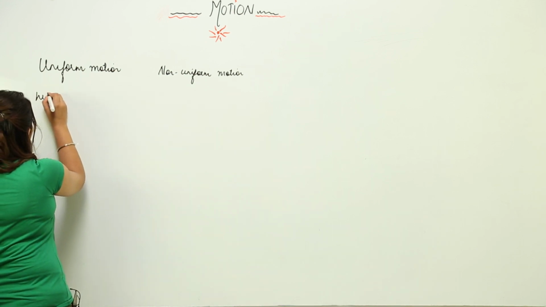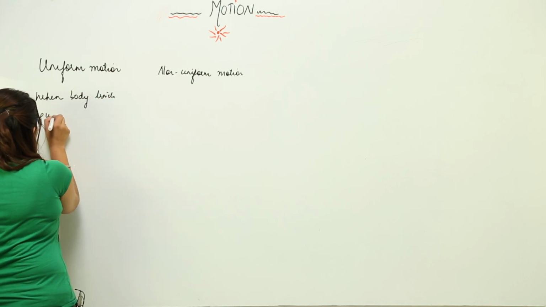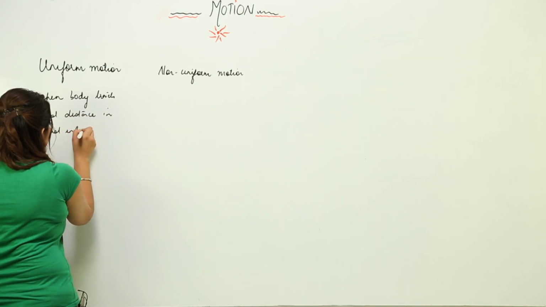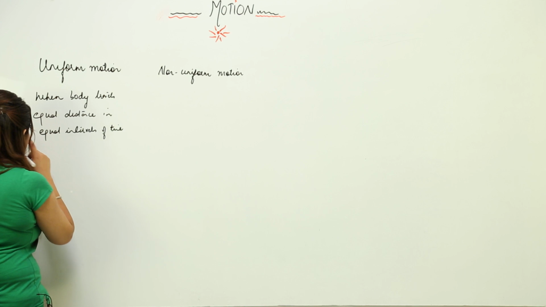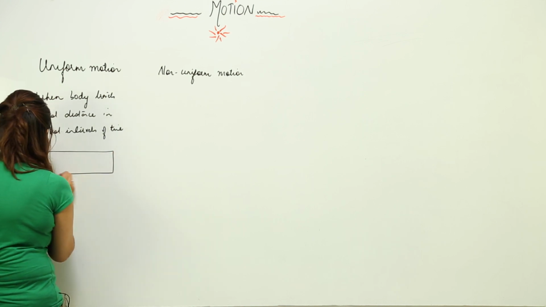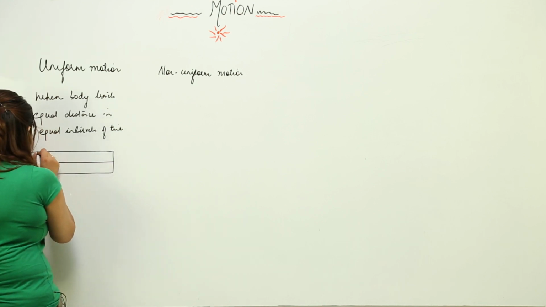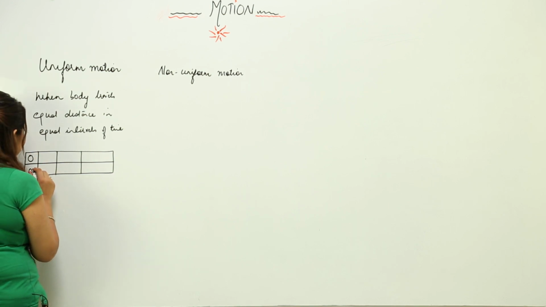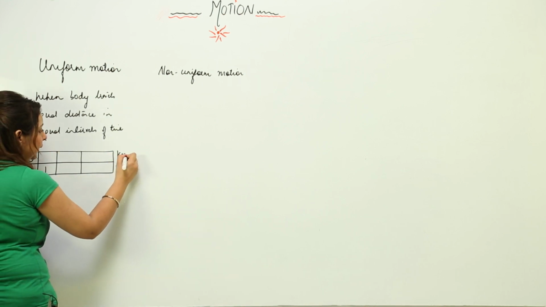Uniform motion is when a body travels equal distance in equal intervals of time. For example, suppose we are going to a certain place, this is my distance, this is my time. When the time is 0, suppose the distance is 0, but when the time is 1 hour, I am just going to take it in kilometer per hour.